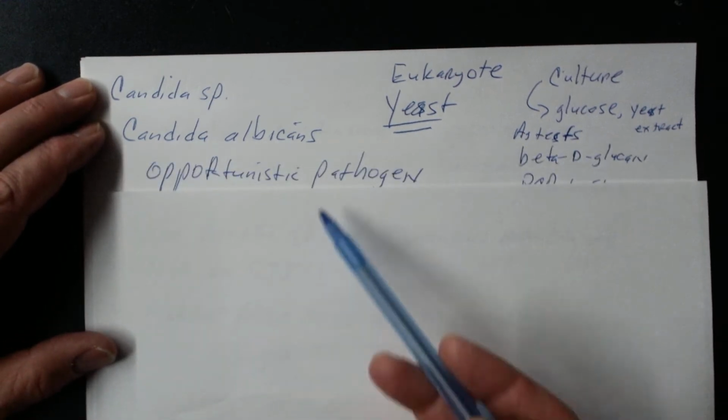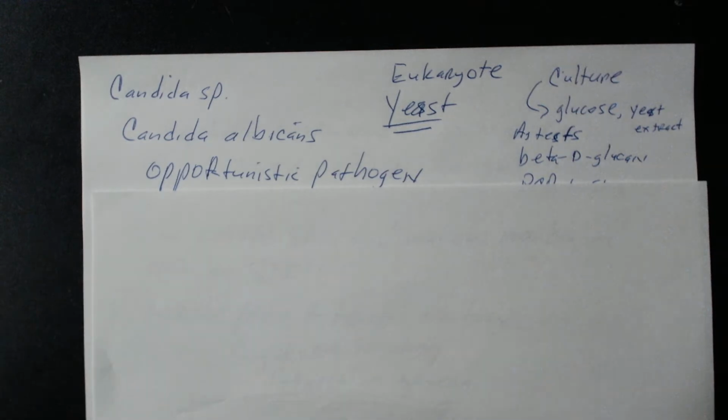This organism is an opportunistic pathogen. It normally survives on your skin, and it colonizes your mucous membranes, and it will have a tendency to overgrow under certain conditions.